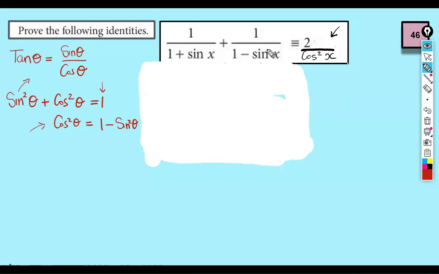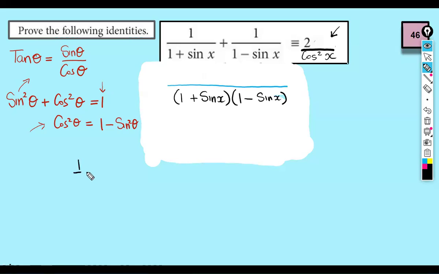So let's see. What you want to do is choose the left-hand side of the equation. I have it here. And they gave us two fractions to add. So let's add the two fractions. We have to find the LCM. The LCM of 1 plus sine x and 1 minus sine x is a complicated LCM. So all you have to do is put back the denominators underneath. I think I showed you all this trick already.